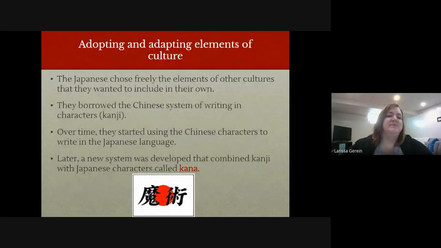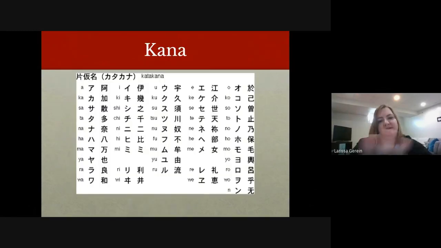So basically, the Japanese chose freely the elements of other cultures that they wanted to include in their own. So they borrowed the Chinese system of writing and characters, the kanji, and over time they started using Chinese characters to write in the Japanese language. Later, a new system was developed that combined kanji with Japanese characters called the kana. And so you can see this is the Japanese system of language, the kana.